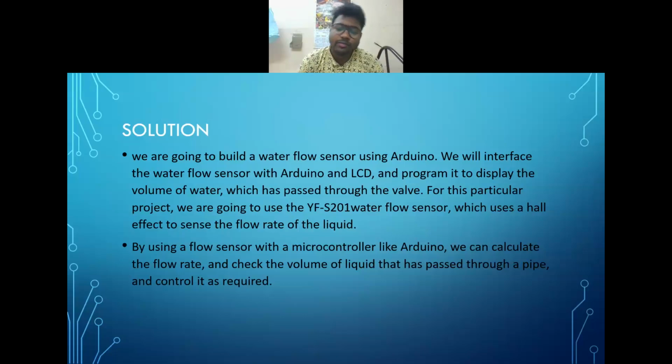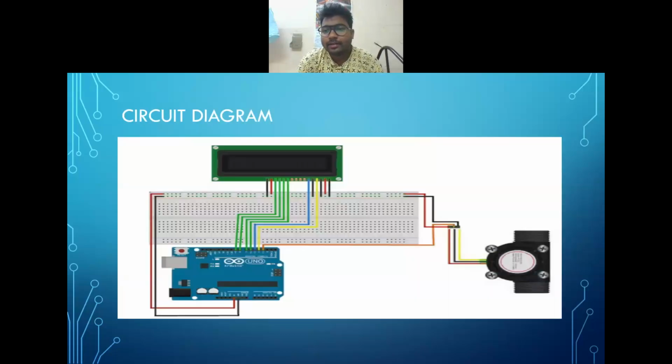If we are talking about the working principle, before that, the circuit diagram will be like this. This is the sensor. It will send the information to the Arduino about the water that has already passed through the filter, so that from there we can subtract that amount from the actual amount that has to be filtered. And the program will do that for us.